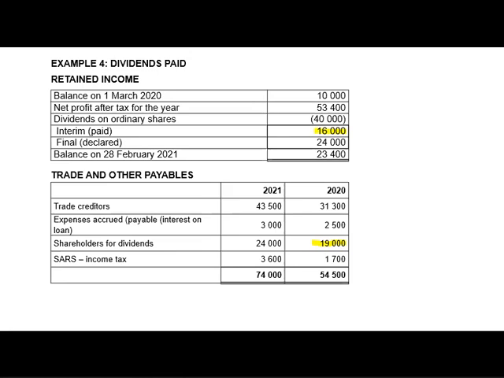Dividends declared will be this 16,000 plus the 14,000. Those will be the 24,000. Those will be your dividends declared. But you realize that we only need this one here from retained income to prepare our note.